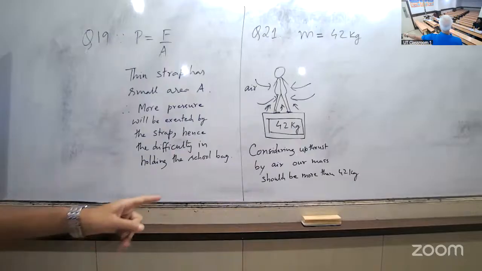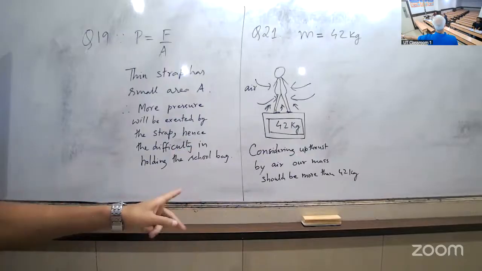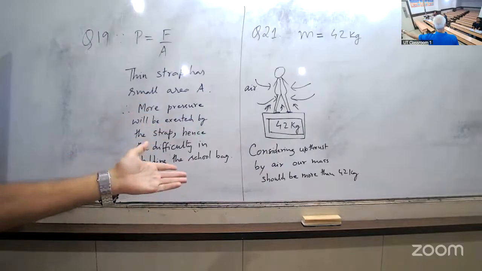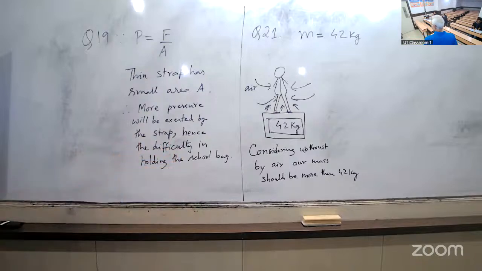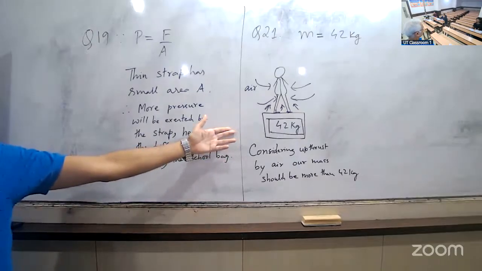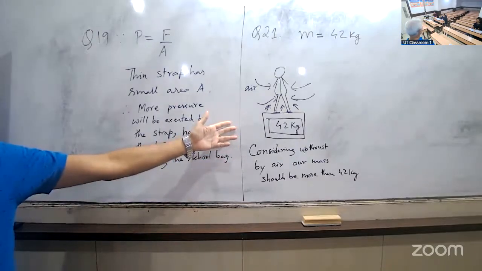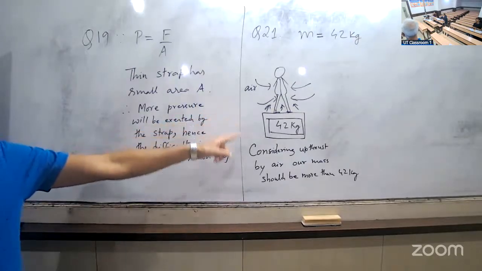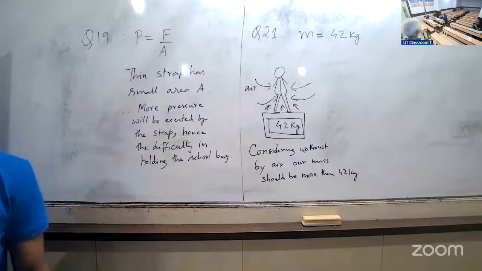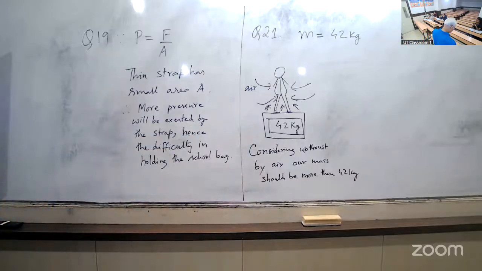If you get any answer other than this, discuss this question among your friends and class teacher. Let's see if they have any different answer. The other answer you may expect is mass is constant, so it will be the same. But if you consider upthrust due to air, it should be more than 40 kg. Okay, all right.